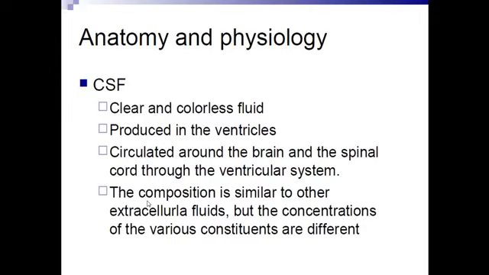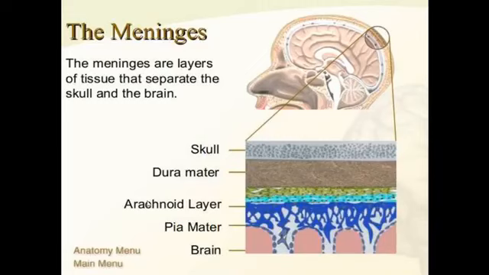CSF, cerebrospinal fluid, is a clear and colorless fluid produced in the ventricles and circulated around the brain and the spinal cord through the ventricular system. The composition is similar to other extracellular fluids, but the concentrations of the various constituents are different. Again, the anatomical structure of the meninges: skull, dura mater, arachnoid layer, pia mater, and the brain. This is a really nice figure for understanding the anatomy of the meninges.